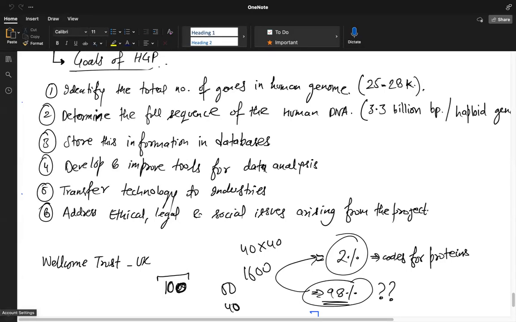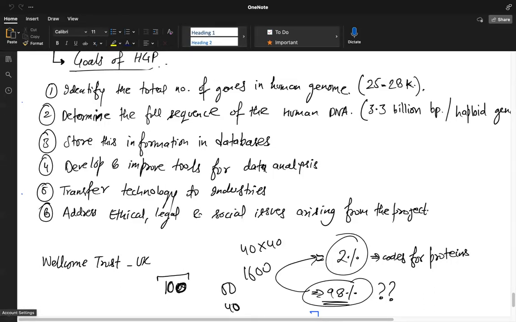Then the functions are unknown for over 50% of the discovered genes. Less than 2% of the genome codes for protein. Repeated sequences make up a very large portion of the human genome. And chromosome 1 has the most genes, that is 2,968, and Y has the fewest, that is 231. Perfect. So you understood it very well and in detail as well.